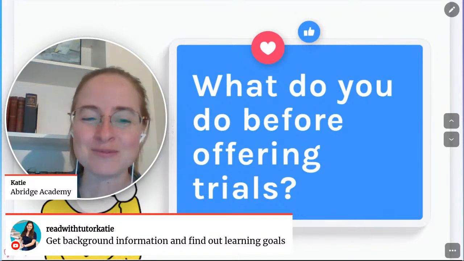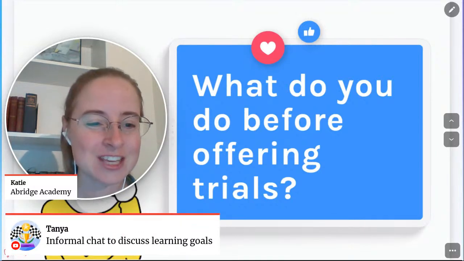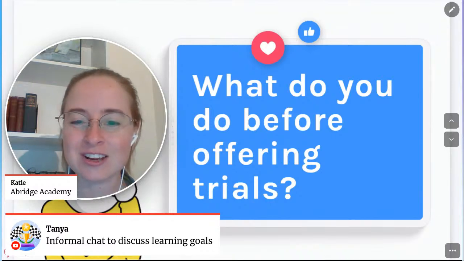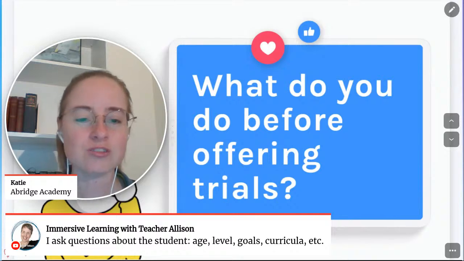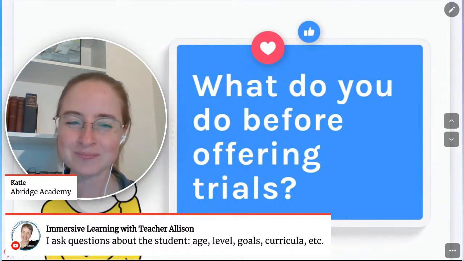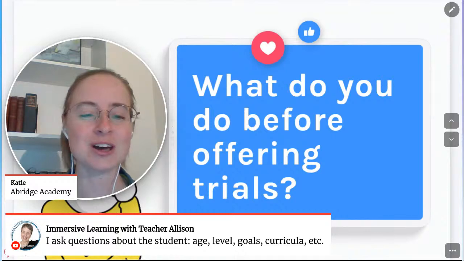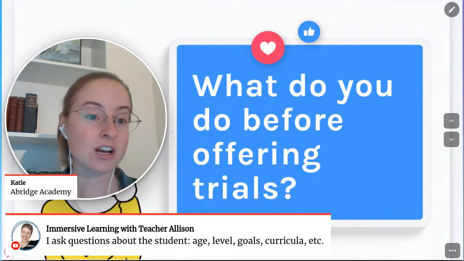Katie's saying, get background information, find out learning goals. Definitely. Tanya's same kind of thing here. Informal chat to discuss learning goals. Alison's asking about the student's age, level, goals, curriculum, etc. Curriculum is an interesting one. I'll talk a bit about red flags a bit later. But yeah, you want to ask them what curriculum they're following in school for sure.